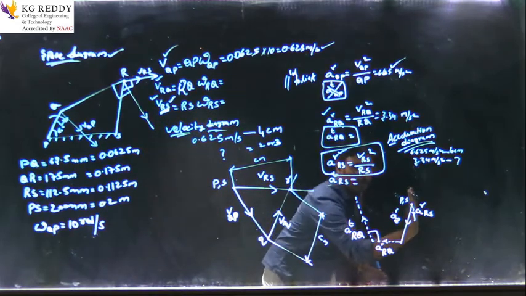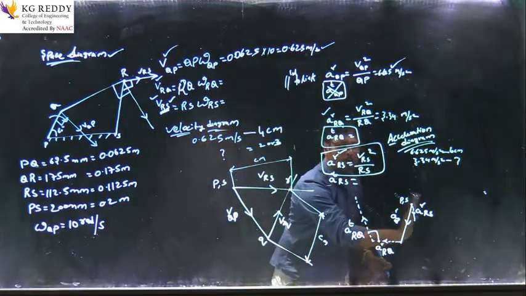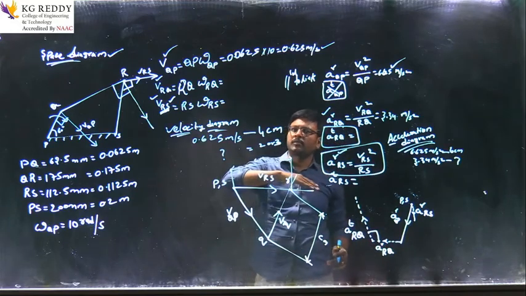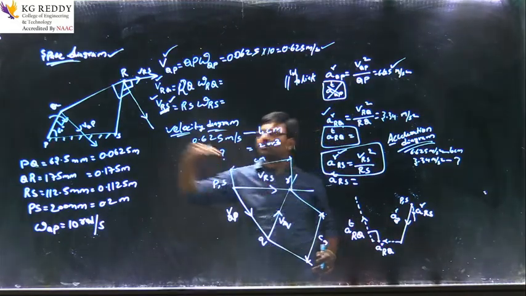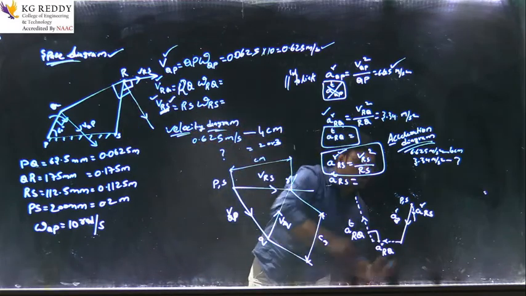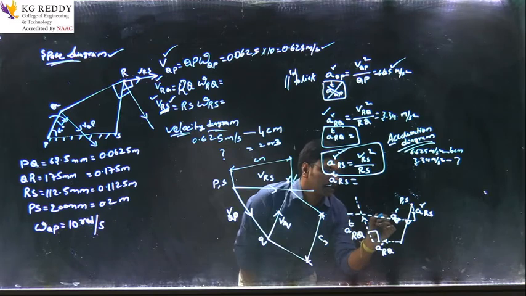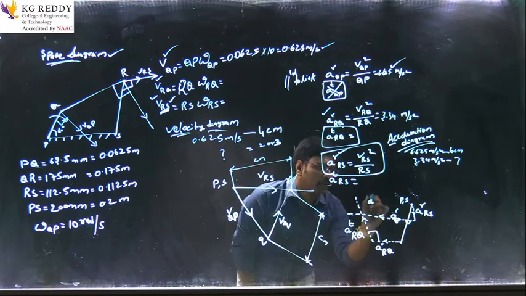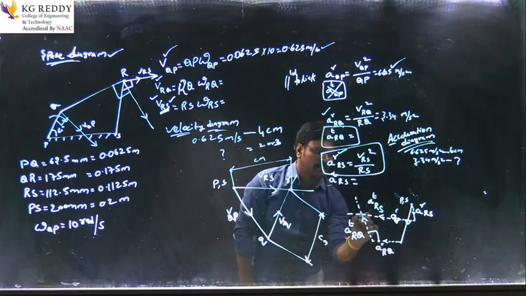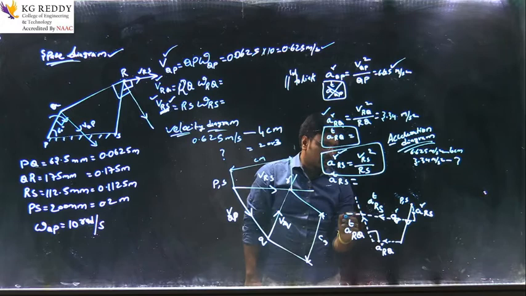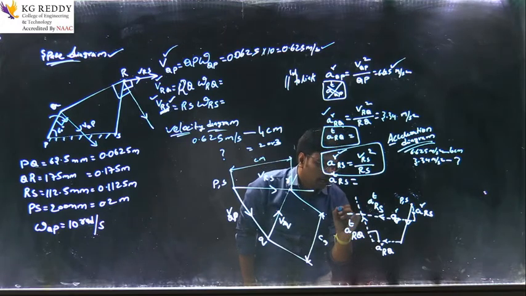So I have to take parallel. So the radial component is parallel. Next, perpendicular we have to take. The tangential component is perpendicular. So perpendicular is like this. So I am taking it here. This is ATRS. So this is the point which we got, that is R.